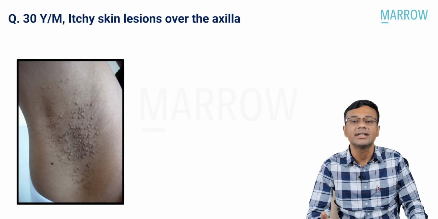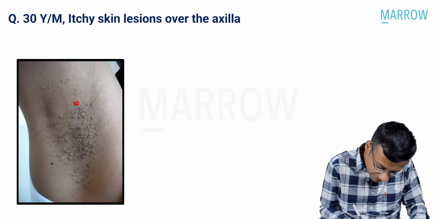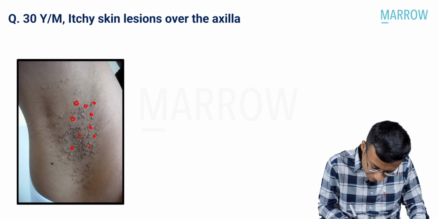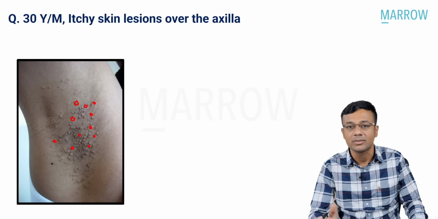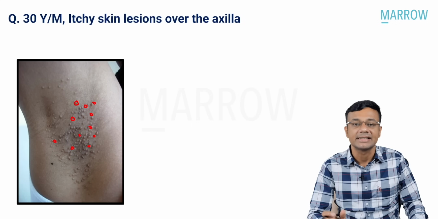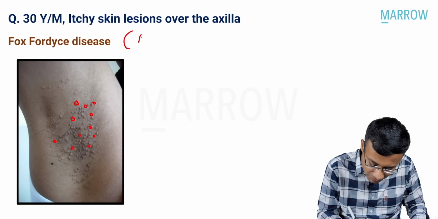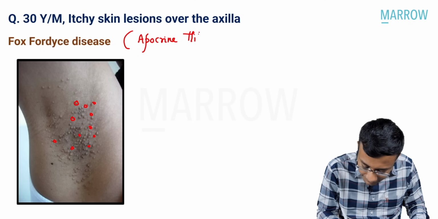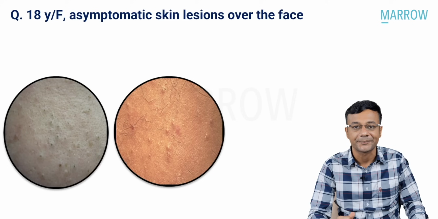So here we have a 30-year-old male who presents with itchy skin lesions over the axilla. On examination, we can see there are multiple pruritic skin-colored lesions, which are very, very itchy, predominantly distributed over the axilla. Can all of you make a diagnosis what it could be? Yes, this condition is called as Fox-Fordyce disease. Fox-Fordyce disease is also called as apocrine miliaria. That means there is blockage of the apocrine sweat duct.